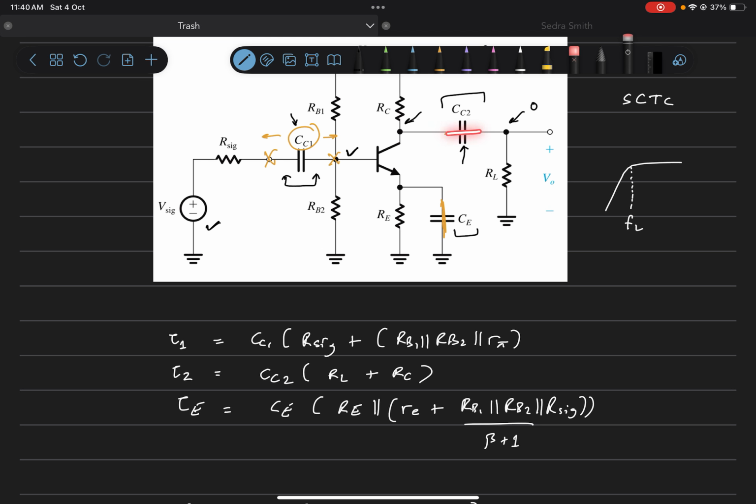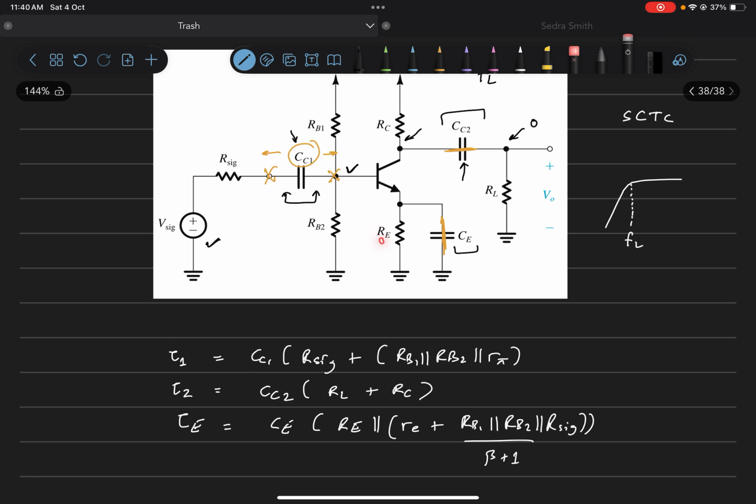Here we have shorted out these two nodes, therefore we did not have this RE factor while looking into this node. We did not have the RE times beta plus 1 factor while looking from here because CE shorted RE out. That is why the impedance looking from the base to ground was just R pi. There was no factor of RE. Otherwise the looking-in impedance has RE. But since CE shorted out RE, because we have the method of short circuit time constants, we did not have RE here.